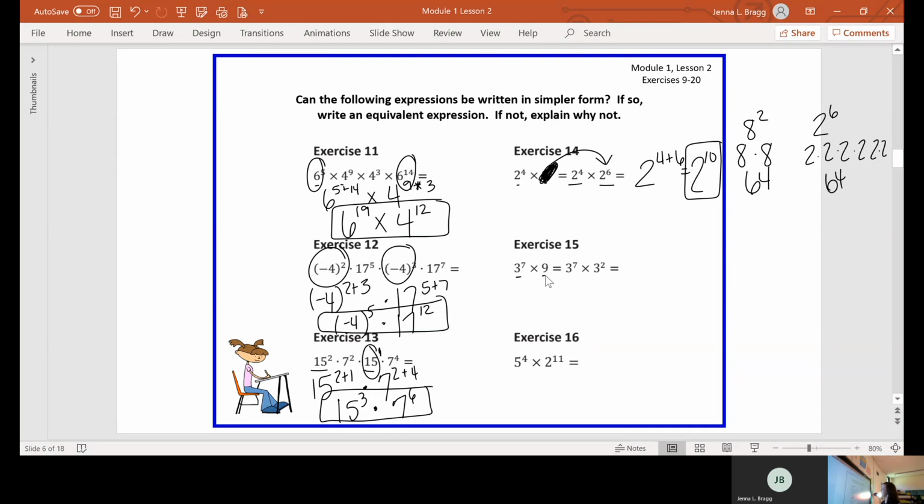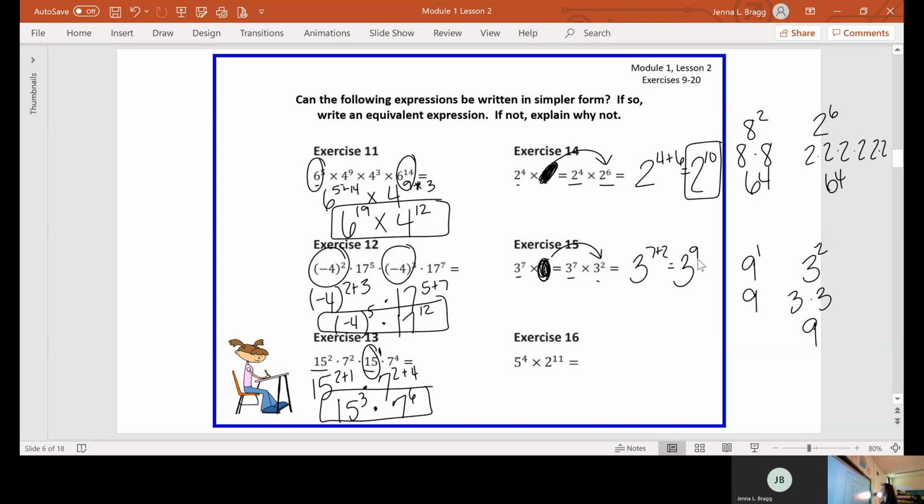All right, 3 and 9 are not the same base. But like earlier, if I have 9 to the first, that's 9. I need something with a base of 3. If you multiply 3 times 3, you get 9. So I'm going to replace my 9 with 3 to the second, 3 squared. Now I have the same bases. My base is 3. My exponents are 7 plus 2. I get 3 to the 9th power.